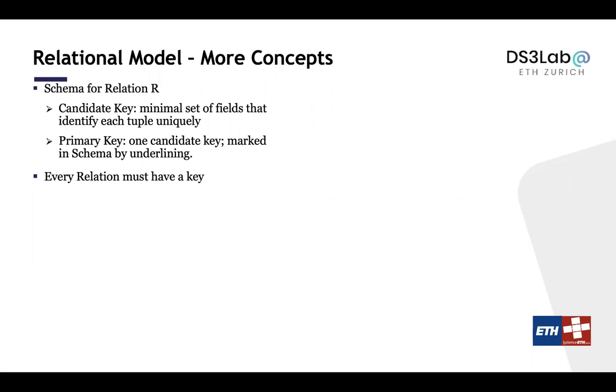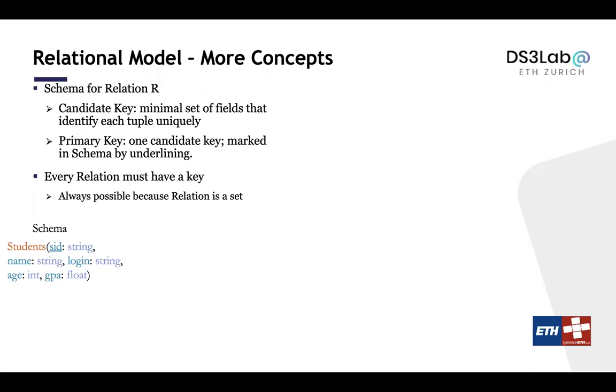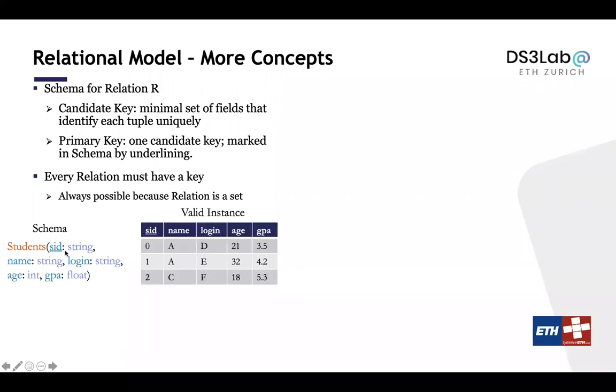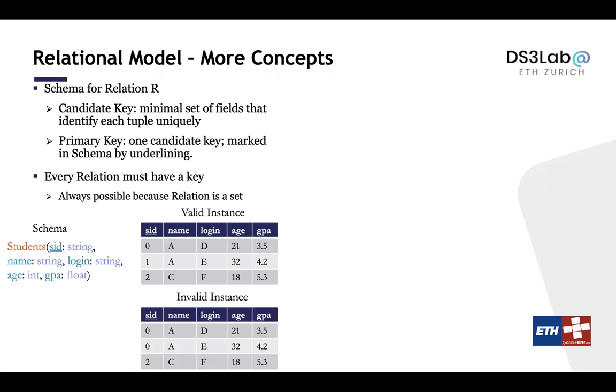So it's always possible for you to have a key for a relation. For example, if you have this data schema, you underline and say, okay, SID is a key. Essentially, you think about what that is doing is trying to define all possible instances that are valid in your database.